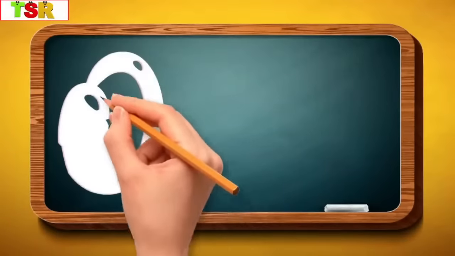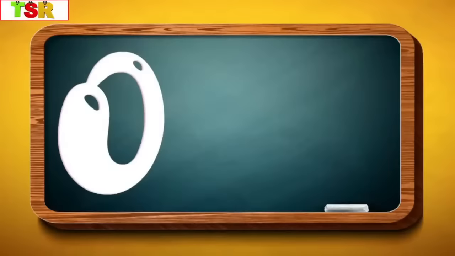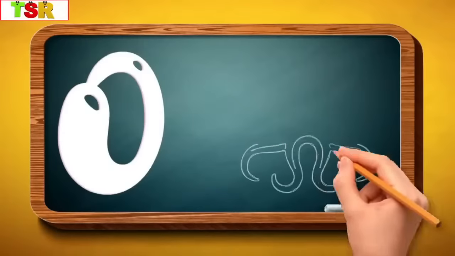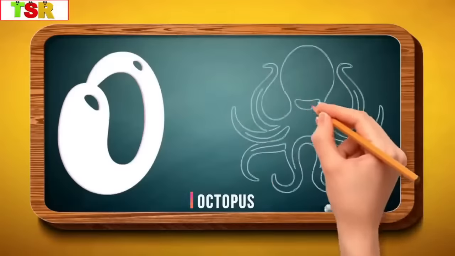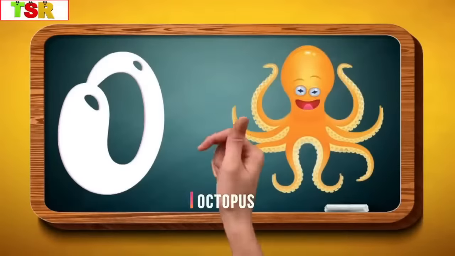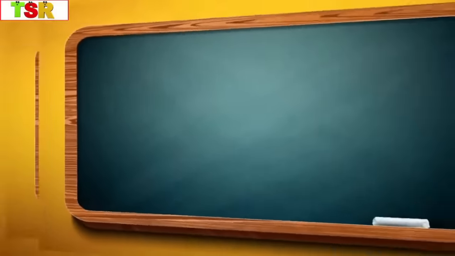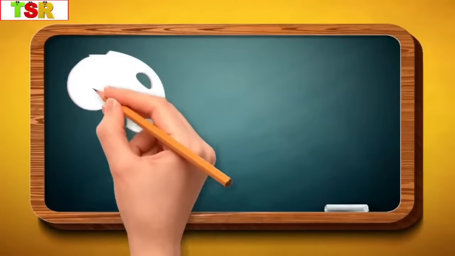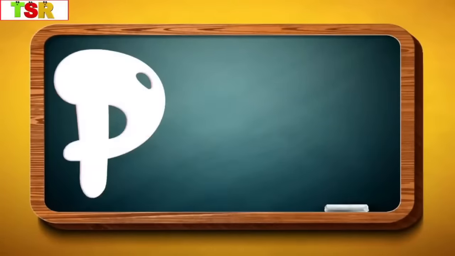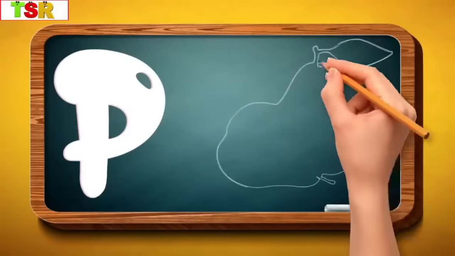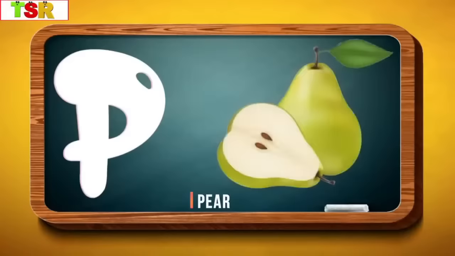O. This is the letter O. O sounds like octopus. P. This is the letter P. P sounds like p, p, p, a green pear.